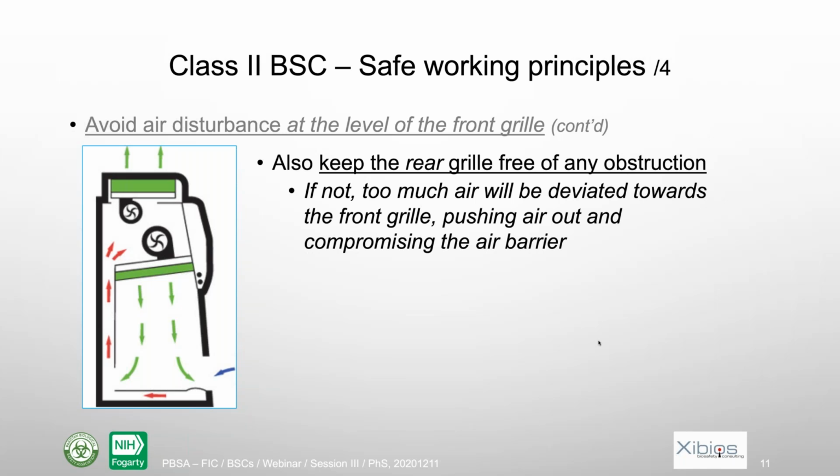Still, to avoid disturbance at the level of the front grill, you should also keep the rear grill free of any obstruction. It might look a little bit strange, but I modified the graph on the left to show you this. Normally, you should have the air which is blown on the work surface through the HEPA filters and goes down, and half of the air is sucked to the front grill, and half of the air is sucked by the rear grill. And that's really what ensures the laminar flow, okay?